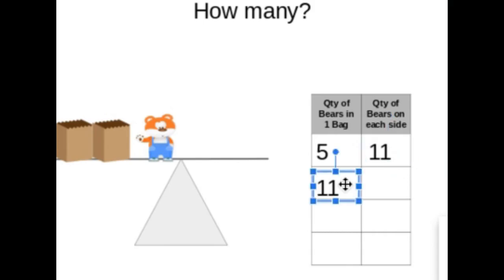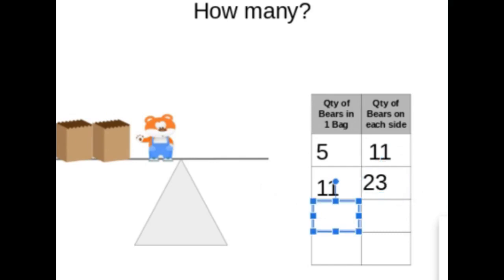We've got 11 bears in each bag, right? 11 bears in each bag. Quantity of bears in one bag is 11. What would be the quantity of bears on each side then? You're right, it would be 23, right? Because we got 11 bears in this bag, 11 bears in this bag, plus 1. 11 plus 11 is 22, plus 1, got 23 bears.